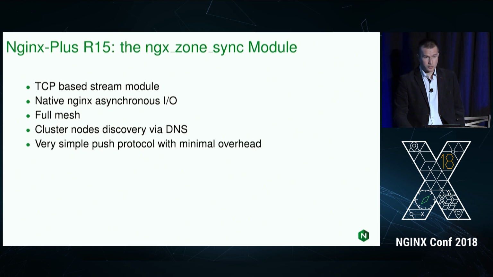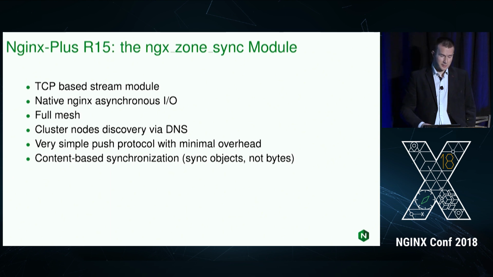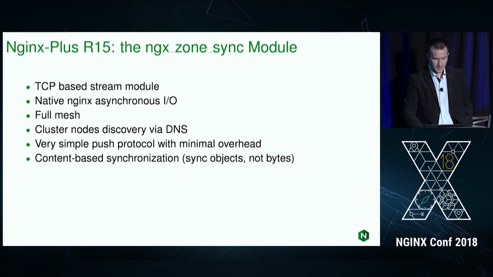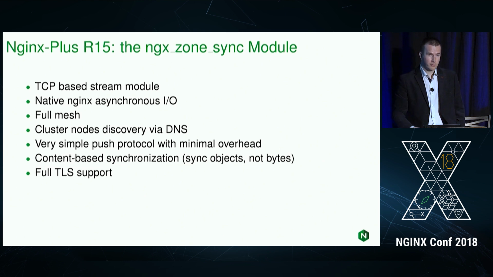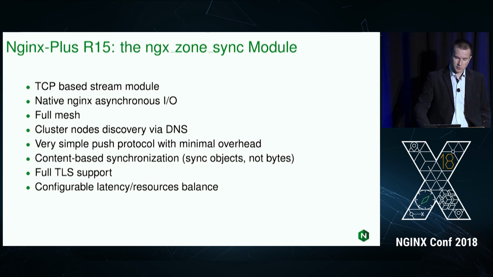Internally, we have a very simple push protocol, and all the data that is flowing between nodes is just modified objects that are stored in shared memory zones with minimal framing. Our synchronization is based on objects. We are not syncing bytes, so we have objects with their properties. We can resolve conflicts, we can merge them. We offer full TLS support for inter-node connections, and we can configure latency or resource usage balance.